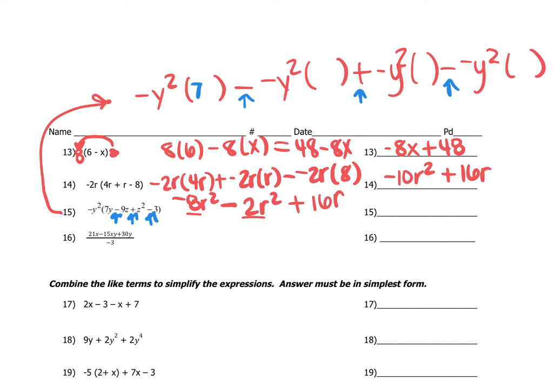The first term is a 7y. The second term, I've already put the subtract sign, so it's 9z. The third term is a z squared. And the fourth term, I've already put the subtract sign, so I will just put the 3.